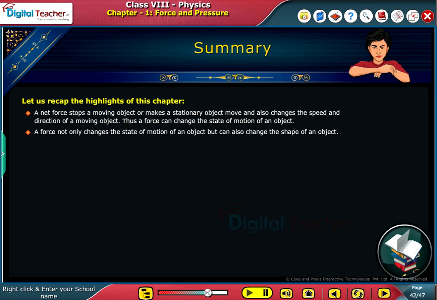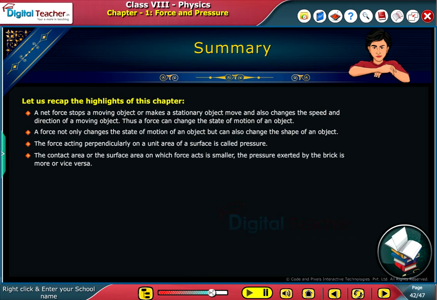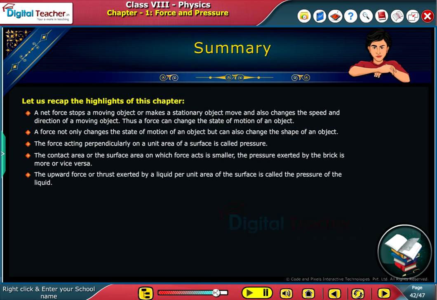A force not only changes the state of motion of an object, but can also change the shape of an object. The force acting perpendicularly on a unit area of a surface is called pressure. The contact area or the surface area on which force acts is smaller, the pressure exerted by the brick is more, or vice versa. The upward force or thrust exerted by a liquid per unit area of the surface is called the pressure of the liquid.